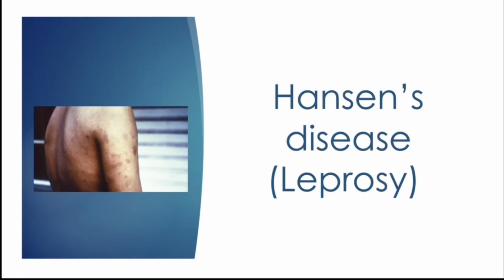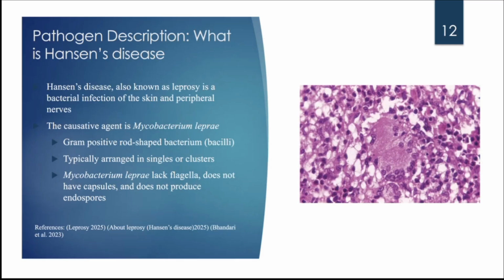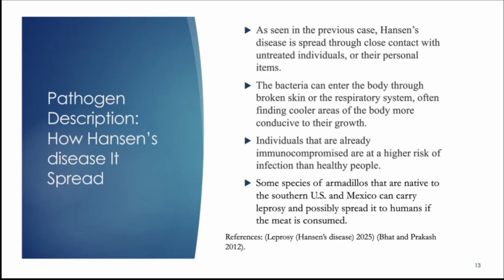Hansen's disease or leprosy. So now we're going to go into the pathogen description of what Hansen's disease is. Hansen's disease, also known as leprosy, is a bacterial infection of the skin and the peripheral nerves. The causative agent is Mycobacterium leprae, a gram-positive rod-shaped bacterium. It typically is arranged in singles or clusters, and these lack flagella. They also don't have capsules, and they do not produce endospores.